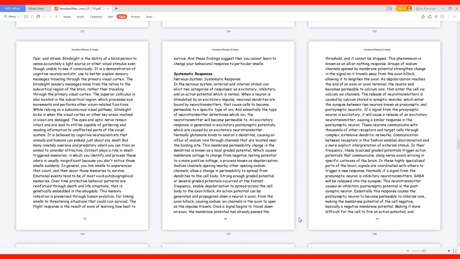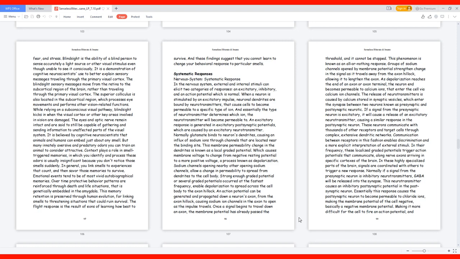Systemic responses. Nervous system, systemic response. In the nervous system, external and internal stimuli can elicit two categories of responses: excitatory or inhibitory, and an action potential, which is normal. When a neuron is stimulated by an excitatory impulse, neuronal dendrites are bound by neurotransmitters that cause cells to become permeable to a specific type of ion.